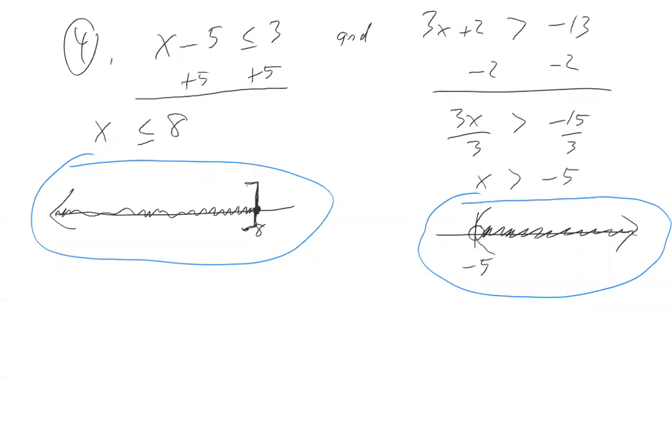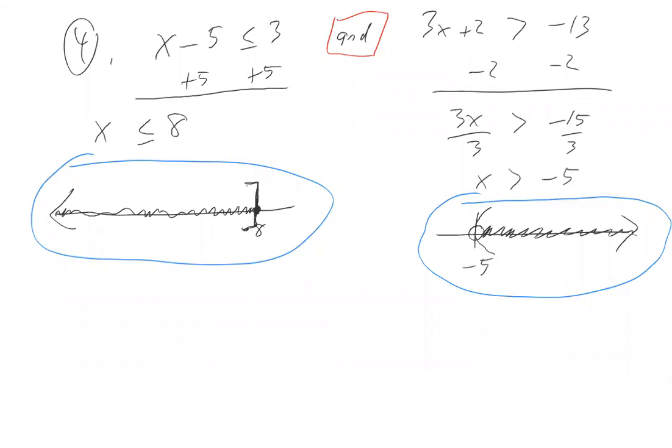Now, what does it mean when it says graph the compound inequality, this one and that one? Well, we just learned the word intersection means in common. Well, the word and also means in common. So what is in common between those two graphs? Notice one graph is everything less than or equal to 8. The other graph is everything greater than negative 5. So what is in common between them?